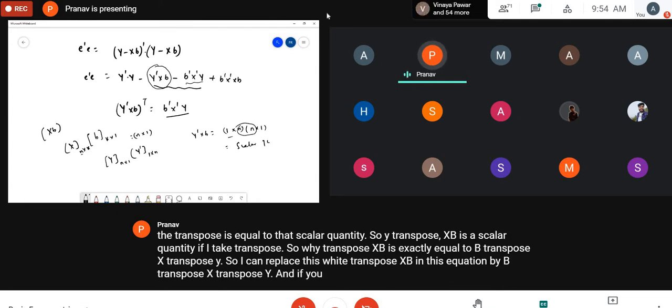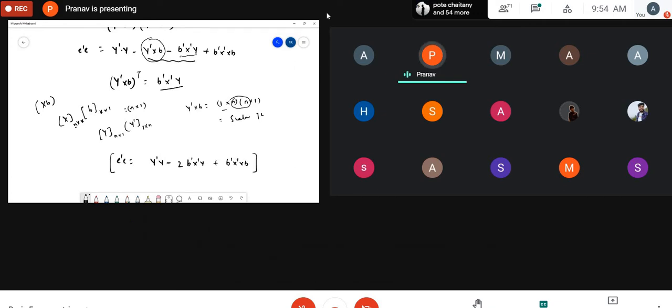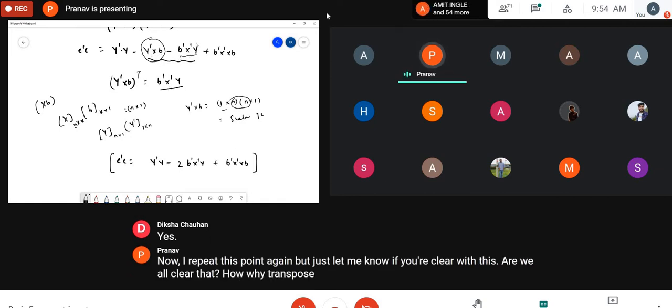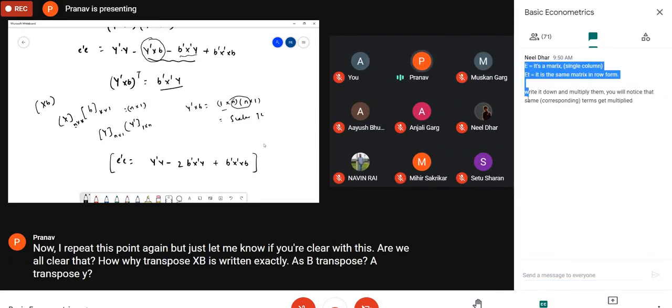And if you solve this algebra, what you'll notice is that the middle term can exactly be written as... Am I clear here? Everyone? Yes, sir. If not, I'll repeat this point again, but just let me know if you're clear with this. Are we all clear how Y transpose XB is written exactly as B transpose X transpose Y? Yes, sir. Okay, so shall I move ahead?